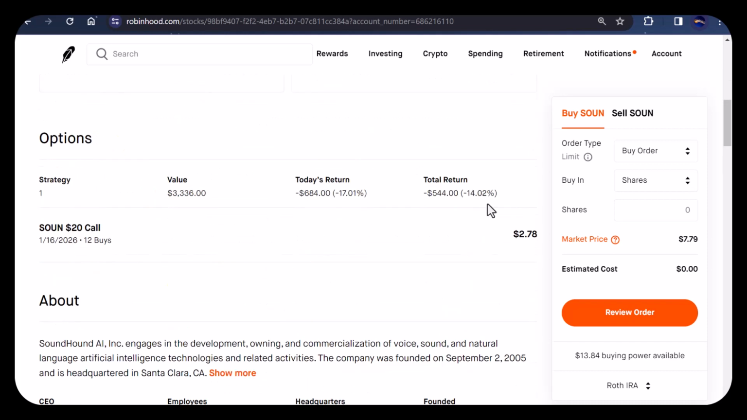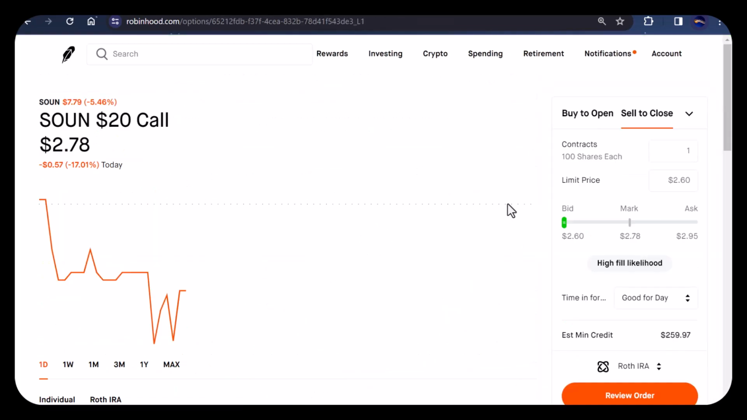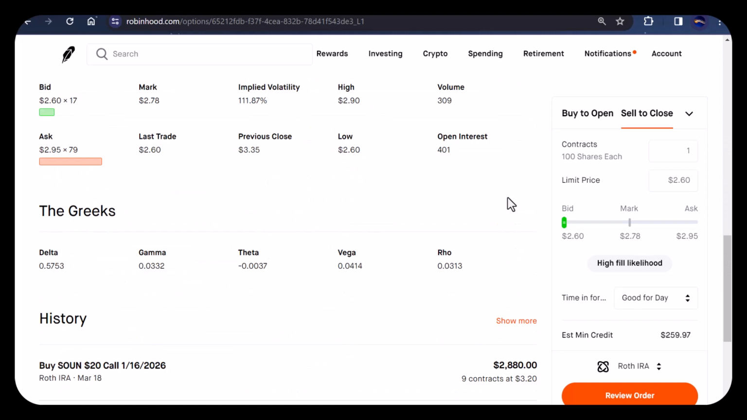oh, I don't think that was the option. This is the option. You see 79 contracts offered at 295. More, I would bet everything I have that at least 50 of those are Robinhood. The fair price of this is somewhere in between.